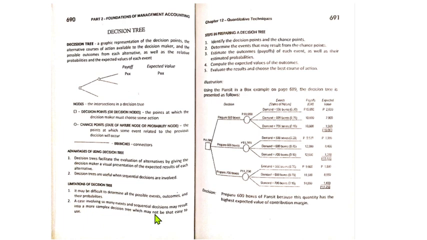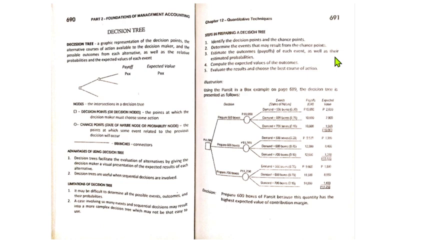So what are the steps? One, you identify the decision points and the chance points. Second, you determine the events that may result from the chance points. Third, you estimate the outcomes, the payoffs of each event, as well as their estimated probabilities. Fourth, you compute for the expected values of the outcomes. And fifth, evaluate the results and choose the best course of action.